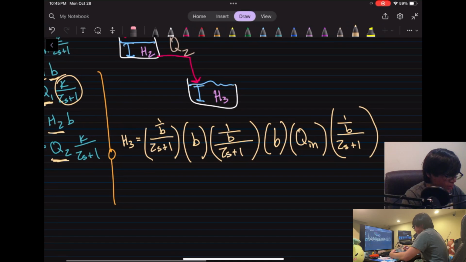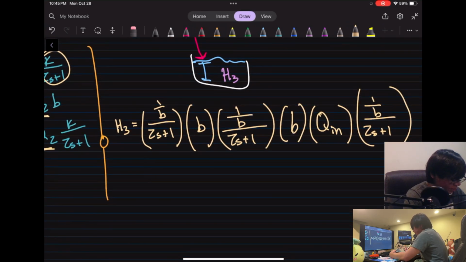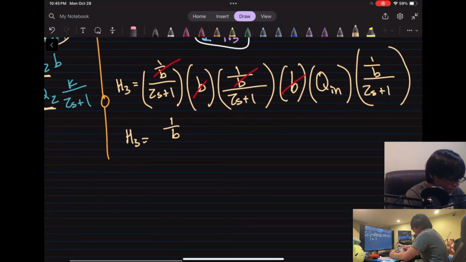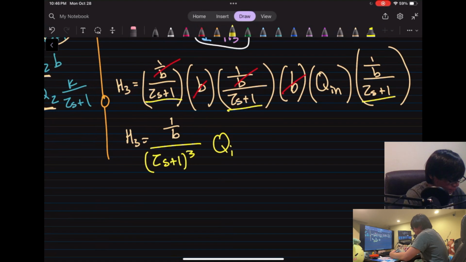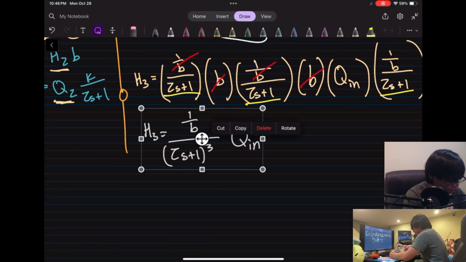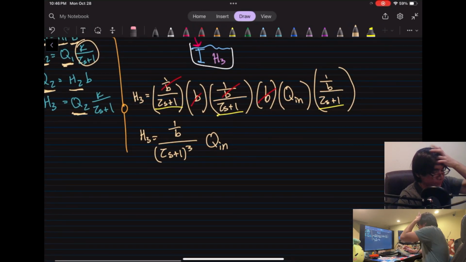So we have this very long expression, but you realize it just simplifies down to, well, let's see, we have these cancel, and we have 1 over B on the top still. And then let's see, we have 1, 2, 3 tau s plus 1s. So we can cube that. And then we have our Q in. So now we just have one expression. And remember, we just multiplied across. So pretty simple, I would say, for every tank.